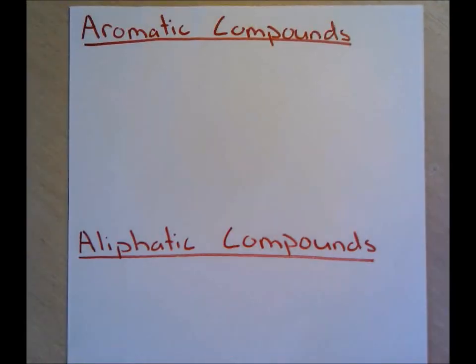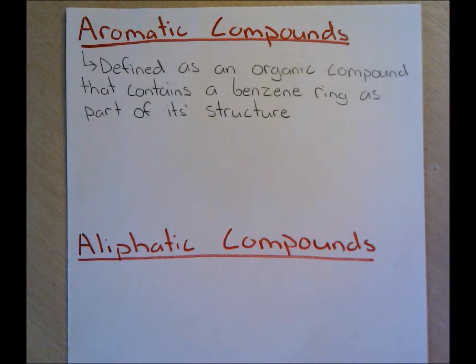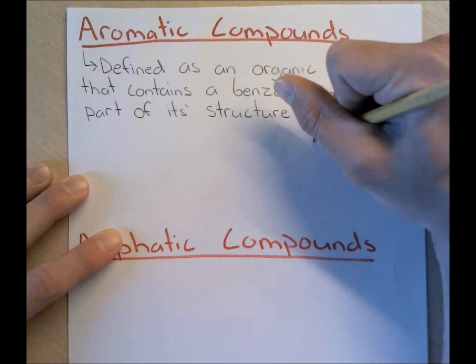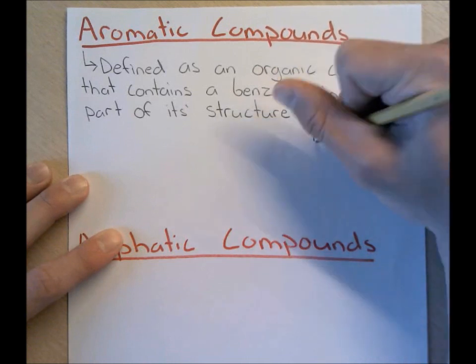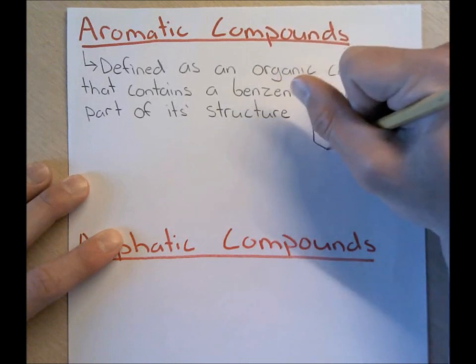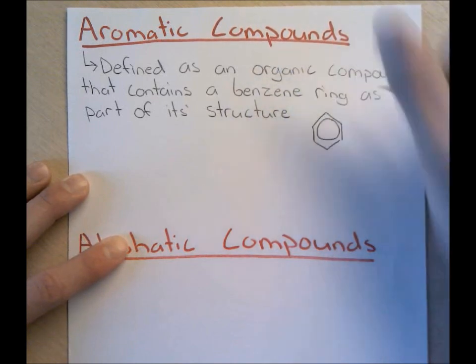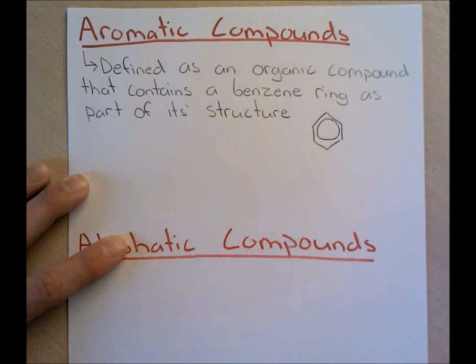So we start out here with what is an aromatic compound. Well, it's simply defined as an organic compound that contains a benzene ring as part of its structure. So the key thing here is that it has to contain that 6-sided hexagon as well as that circle in the middle to represent that we have those delocalized 3 double bonds that can rotate in here. So it has to contain this structure here.